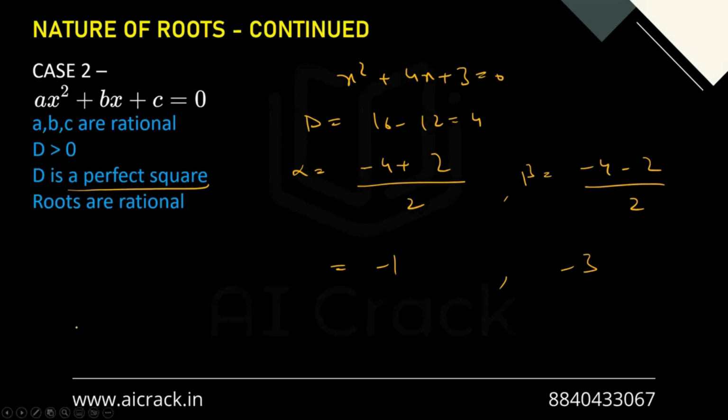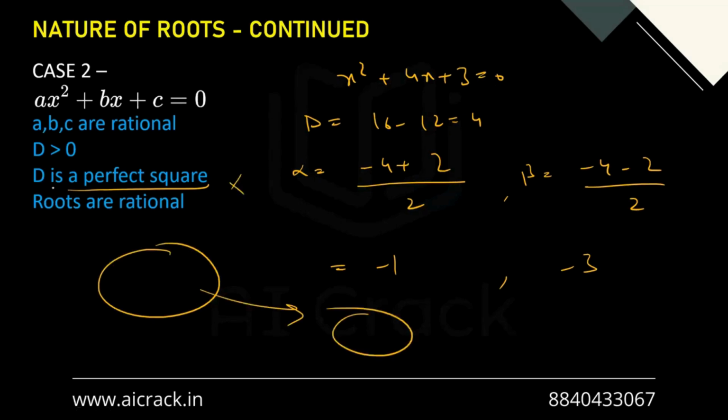Now if there is a question where one root is given as 1, or let's say 2, we cannot tell the other root. We can never tell what the other root is going to be unless there are some more conditions given, right? When D is not a perfect square, we can tell by just looking at one single root what the other root is. But when D is a perfect square, we cannot do such things.